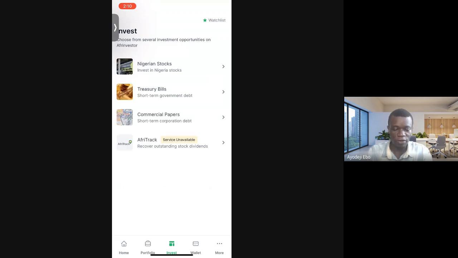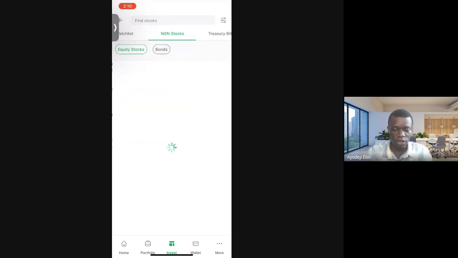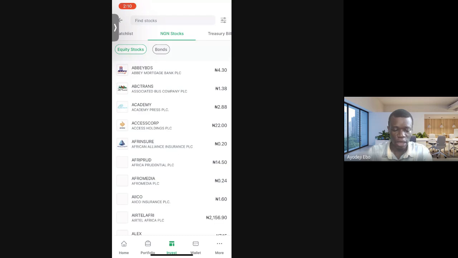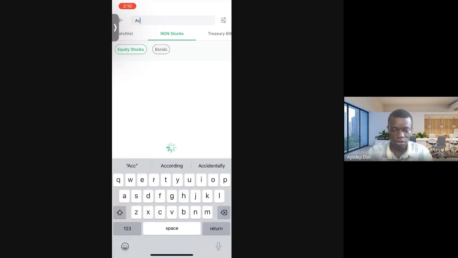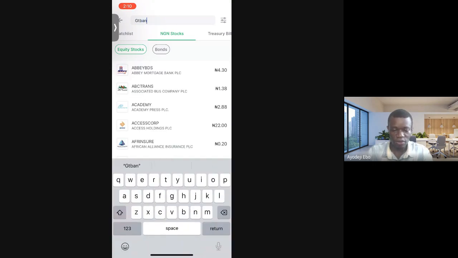On the Afrinvestor app, you're able to purchase Nigerian stocks. You can buy treasury bills. You can buy commercial paper. So if we want to buy Nigerian stocks, you have the option of searching if you don't know the name. So let me search. GTB is the one reigning now.